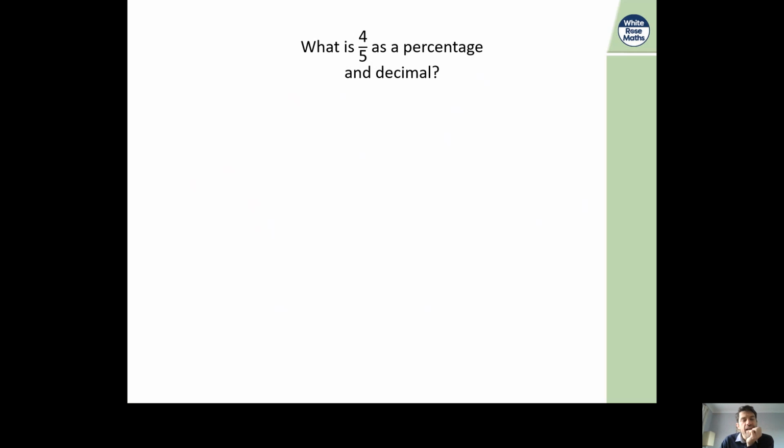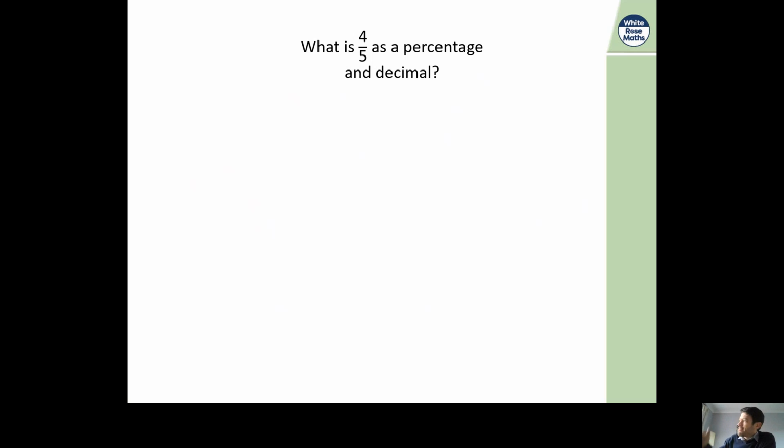Okay, so there's a couple of ways to convert from a fraction to a percentage. One of them, we can convert it into a decimal first, do 4 divided by 5, which if you work out is 0.8, and then you can convert it to a percentage by times by 100.